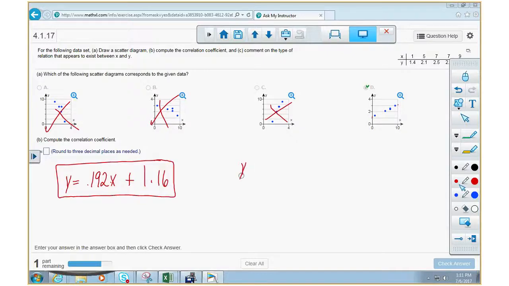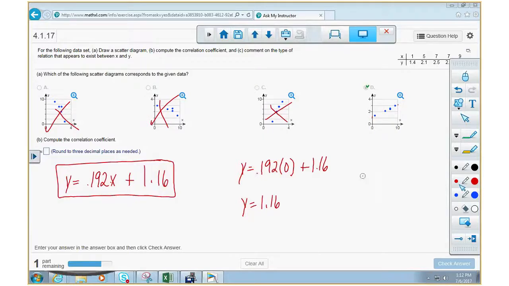Y is equal to 0.192 times 0. I'll do that for you because that's some hard math right there. Plus 1.16. Y is equal to 1.16. So 1.16 is right there. Now I'm going to blow this up in just a minute. We're going to draw it.